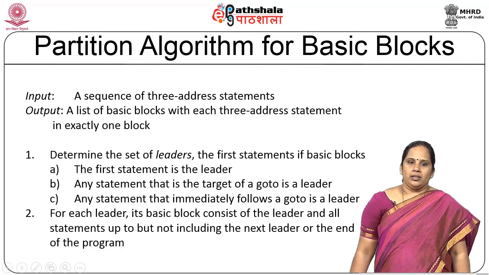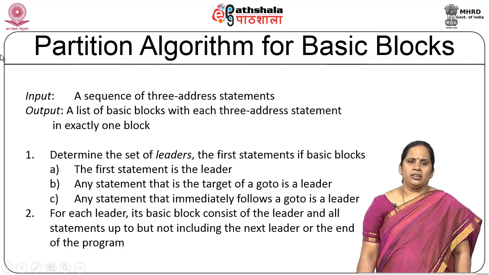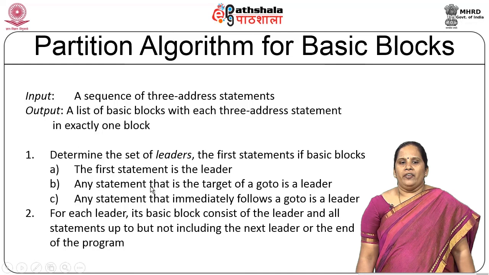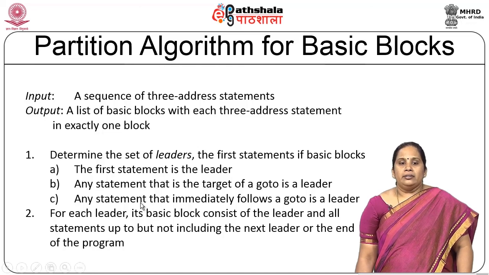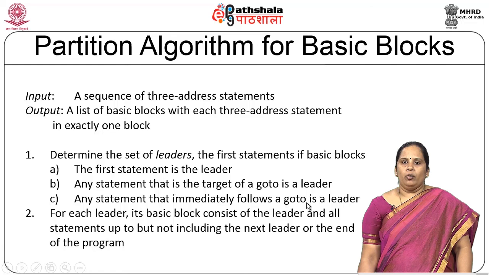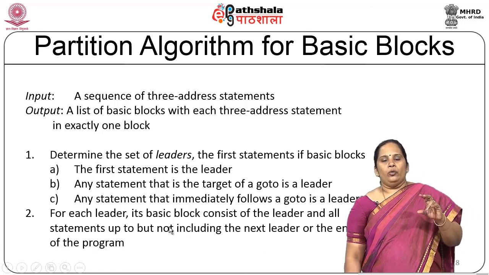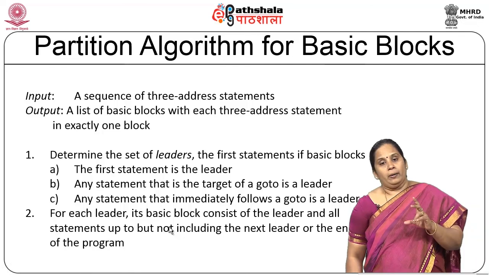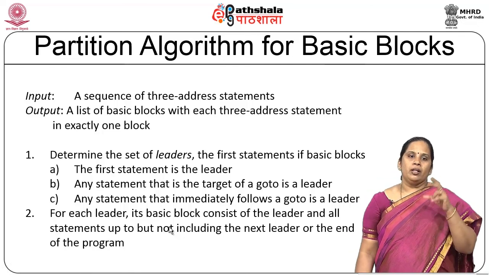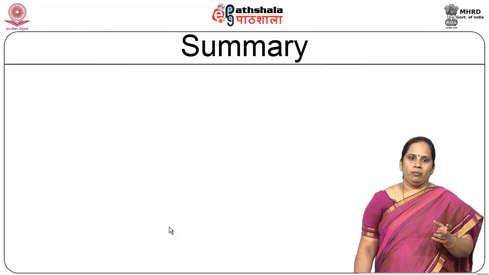Now, how do I construct the basic block? There is a small algorithm here. The first statement is a leader. The target of a conditional or an unconditional jump is also going to be a leader, and the statement that follows immediately after a goto is also going to be a leader. And for each leader and its basic block, you will have to construct a sequence of instructions that belong to that particular basic block.